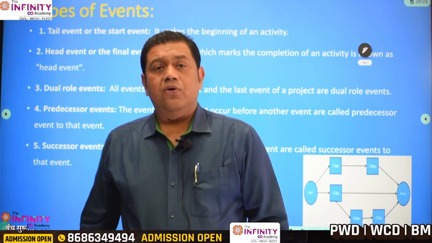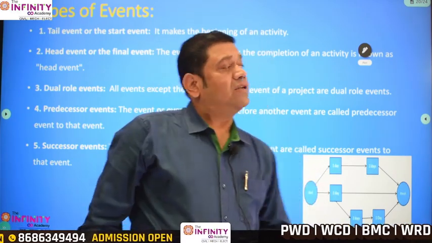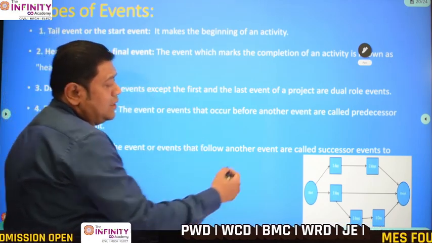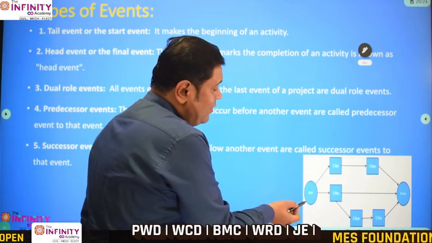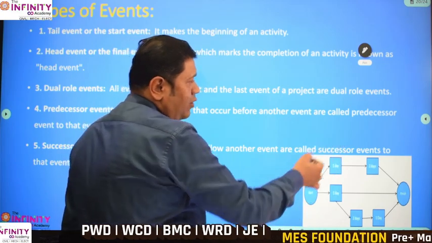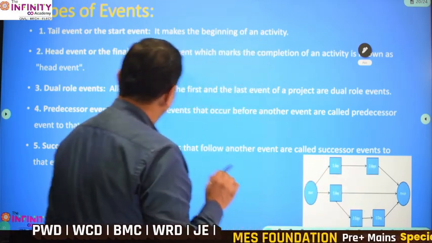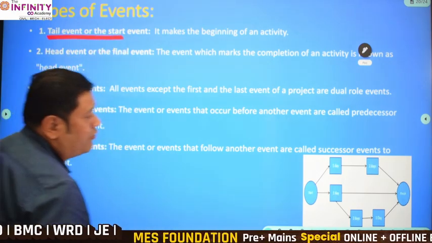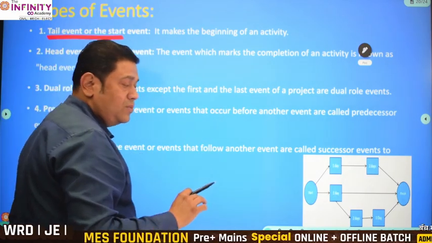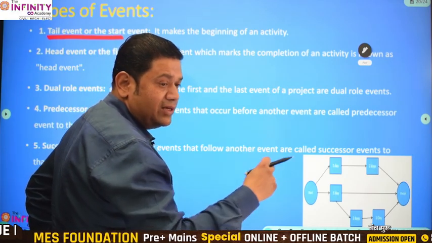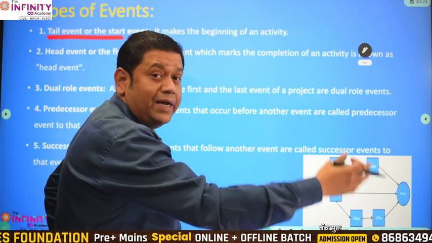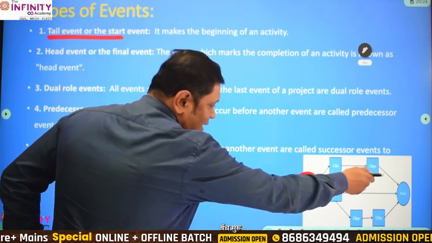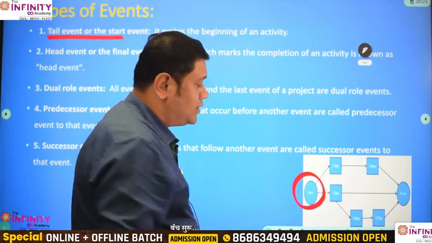Further, what are the types of events? Let's look at this. In this particular network, we can see certain events as start, then there are medium or middle events, and there is a finish. Always in a network it is assumed that time is passing, or the events are happening, from left to right. So, the event which is at the start and at the tail of an entire project is called a tail event.